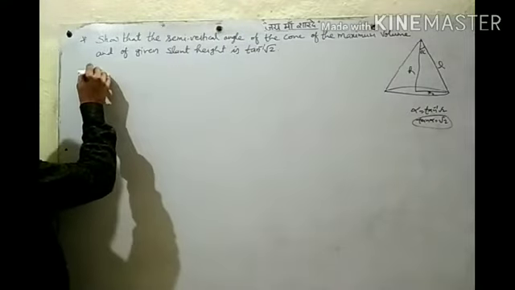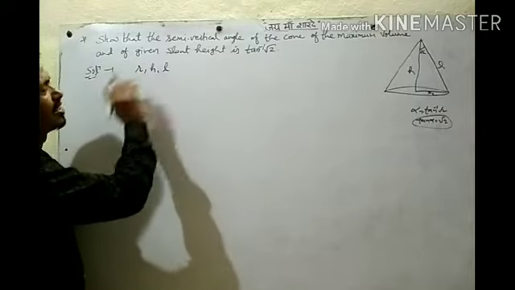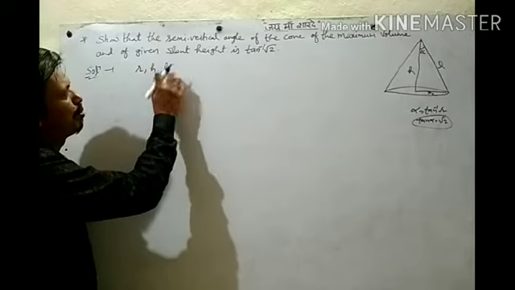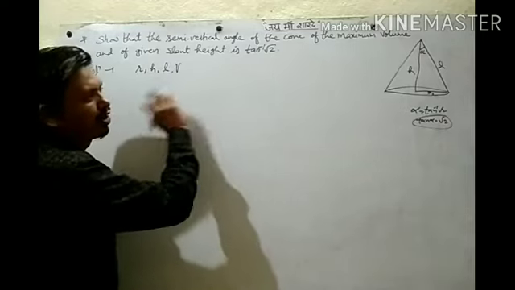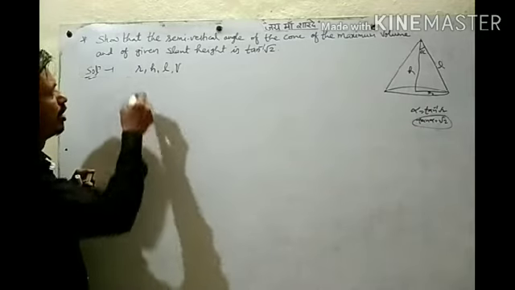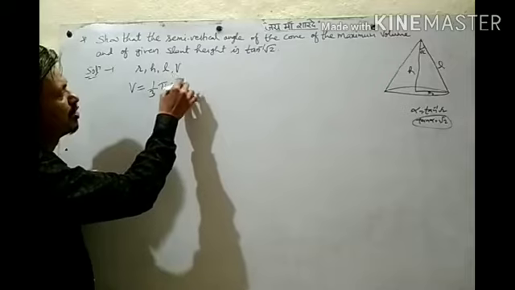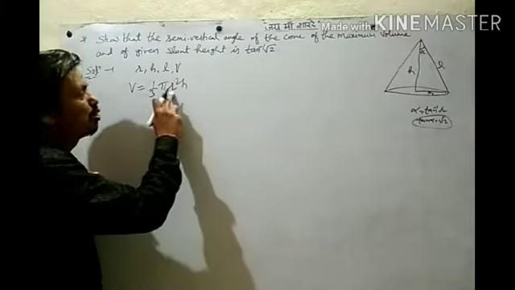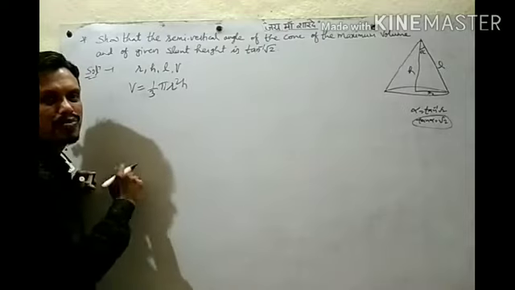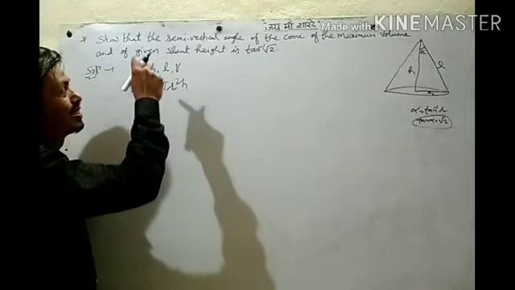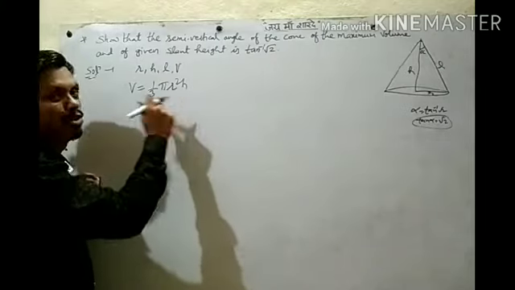So what we have: radius r, height h, slant height L, and let V be the volume of the cone. Then the volume will be 1 by 3 times pi r square h. Again there are two unknowns, r and h. We don't know r and h, so both are variable. We need only one variable. The slant height is given, so with the help of the slant height we can convert this into one variable.